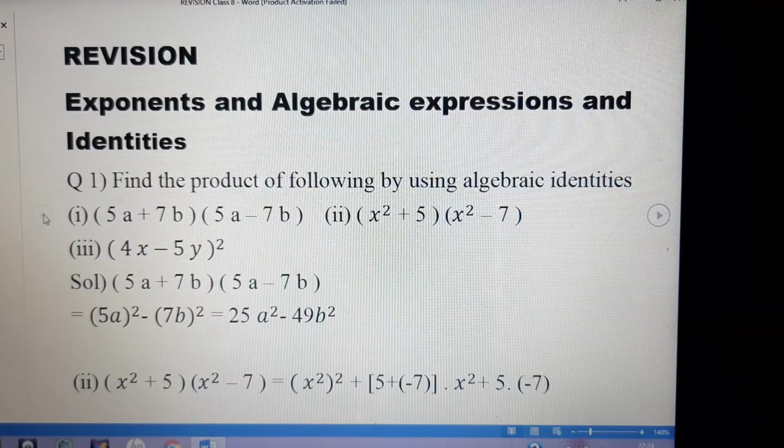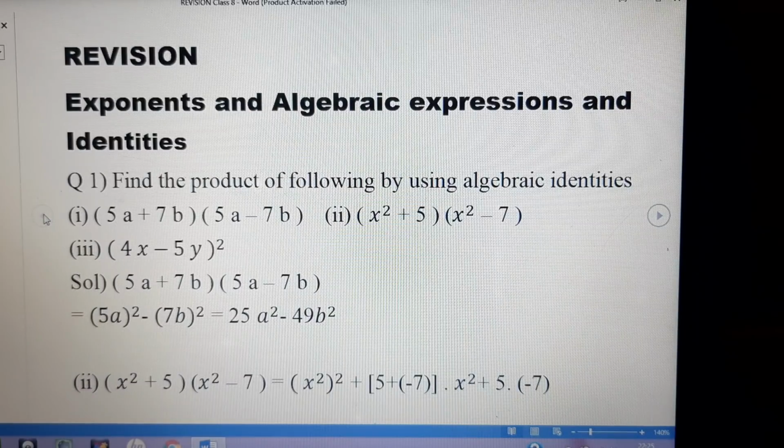Question number 1. Find the product of the following by using algebraic identities. It means you have to use all the formulae which are there: (a plus b) whole square, (a minus b) whole square, (x plus a)(x plus b), and (a plus b)(a minus b). All the formulae you have to use in order to multiply them.